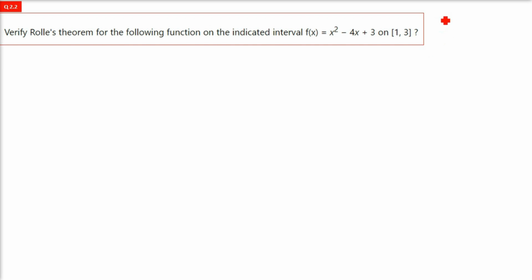Now let us recall Rolle's theorem. First, the function should be continuous. If it is continuous, then we check for differentiability. When differentiability is ascertained, then we check that f(a) equals f(b), that the value of the function at 1 and the value of the function at 3 should be equal in this case. And the final one is the differentiation: the value at which the derivative is 0, that is the C point between 1 and 3. That is Rolle's theorem.